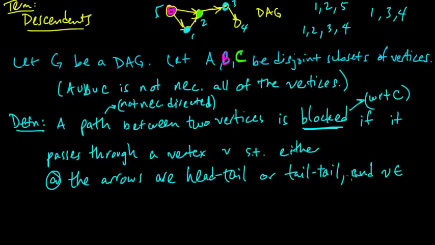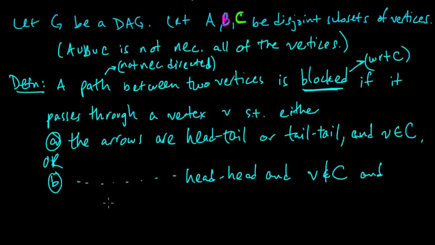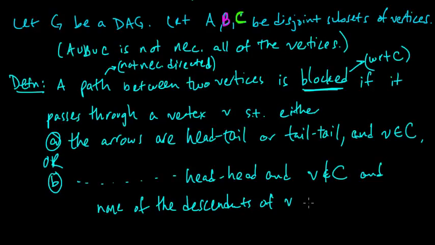and V, the vertex that it's passing through, is in this set C, or B, the arrows are head to head, and V, this vertex that it's passing through, is not in C, and none of its descendants are in C. None of the descendants of V in this graph G are in C. So we say that a path is blocked if it satisfies one of these two properties.